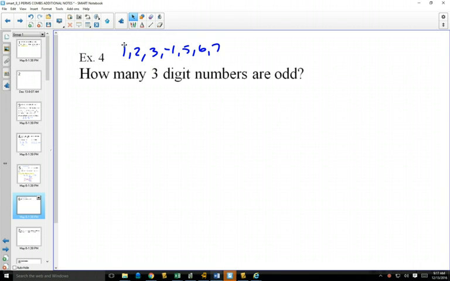I want you to try how many are odd. And after you get your answer using one method, I want to see if you can think of another method to get that same answer.